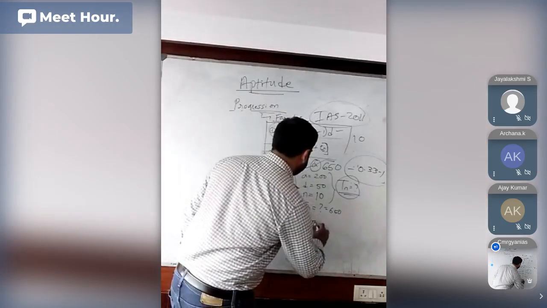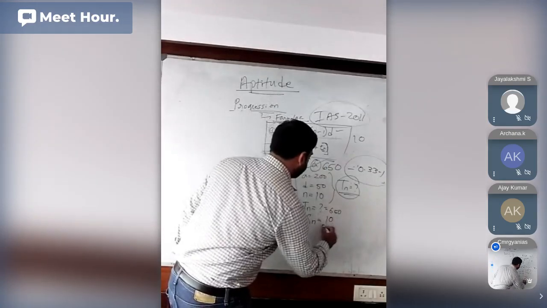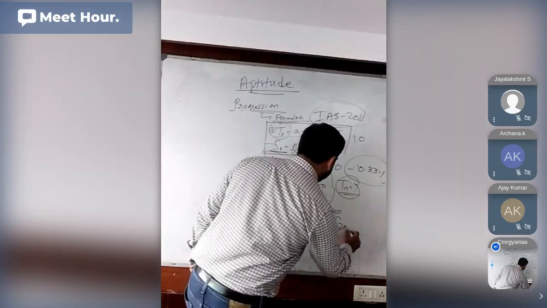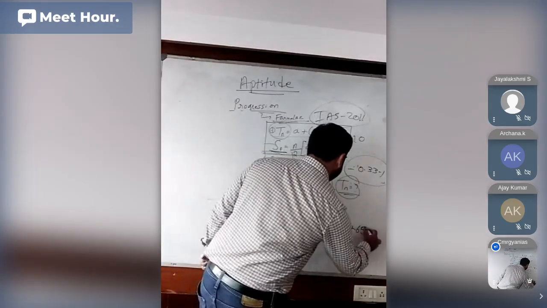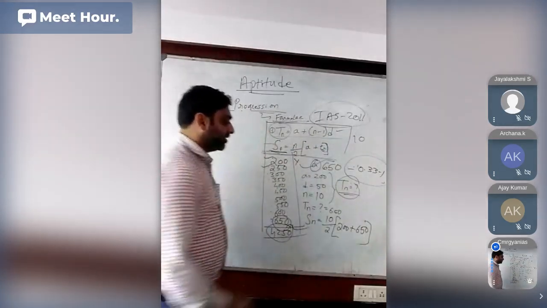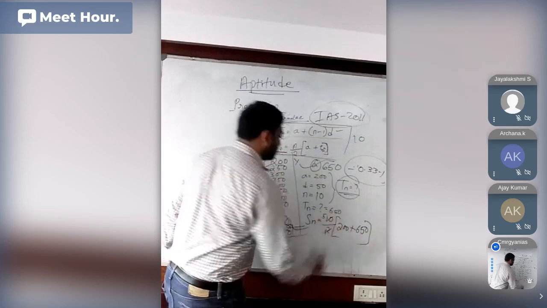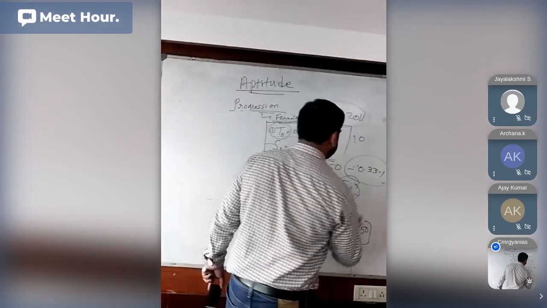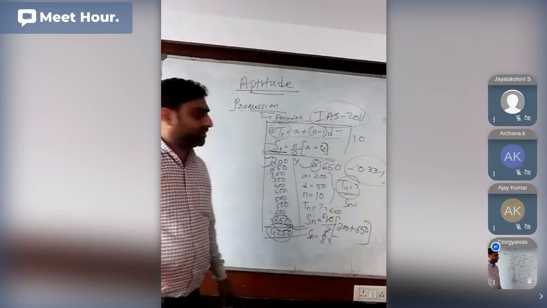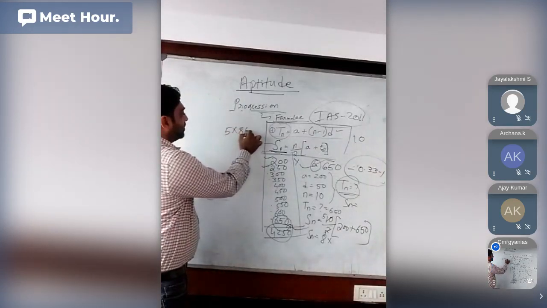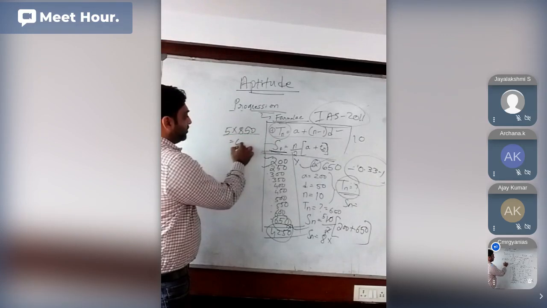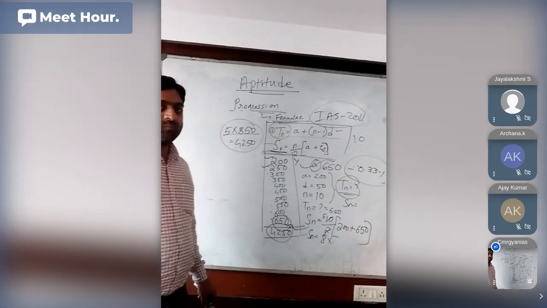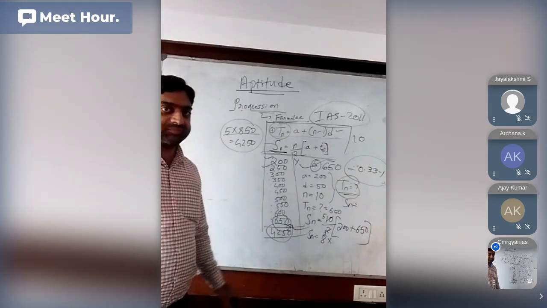So S of n we are supposed to find. S of n is equal to, n is equal to 10, 10 by 2 into A plus Tn. A is equal to 200. Tn is equal to 650. So this will go. So S of n is equal to 5 into 850. That will come to 4250. This is the final answer, and this is the correct answer.